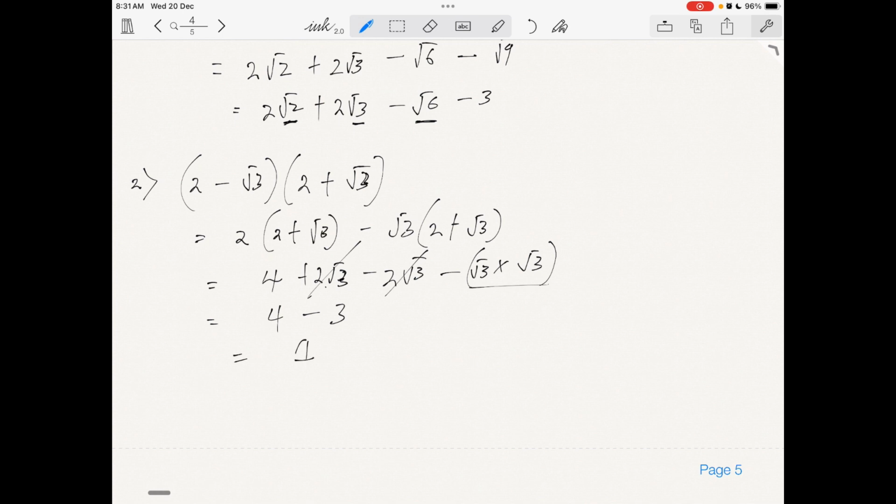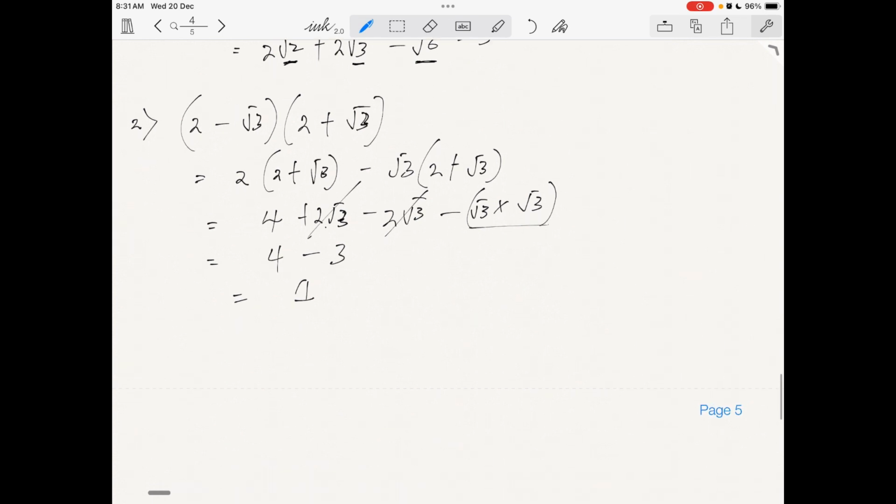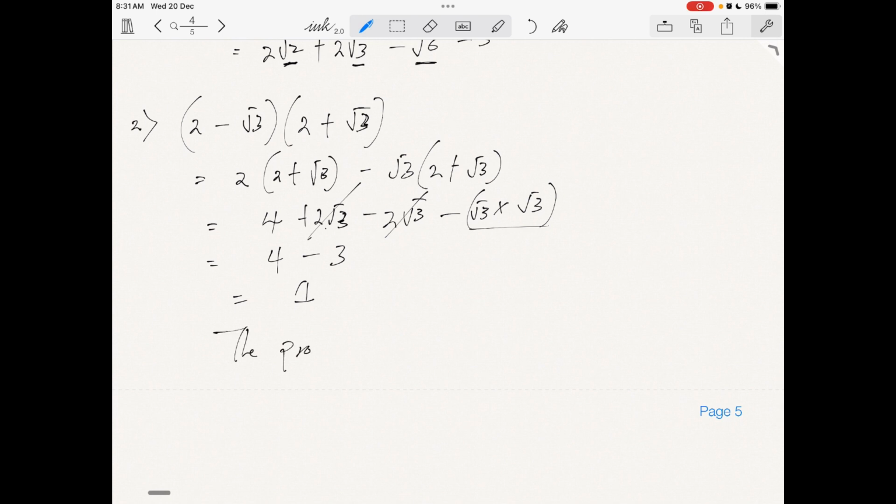Now we will notice something: when we multiply a surd and its conjugate together, we will have a rational number. So the product of a surd and its conjugate gives rise to a rational number.